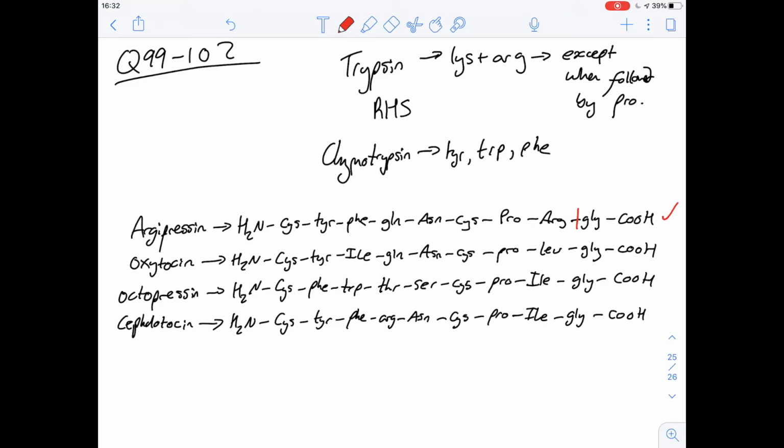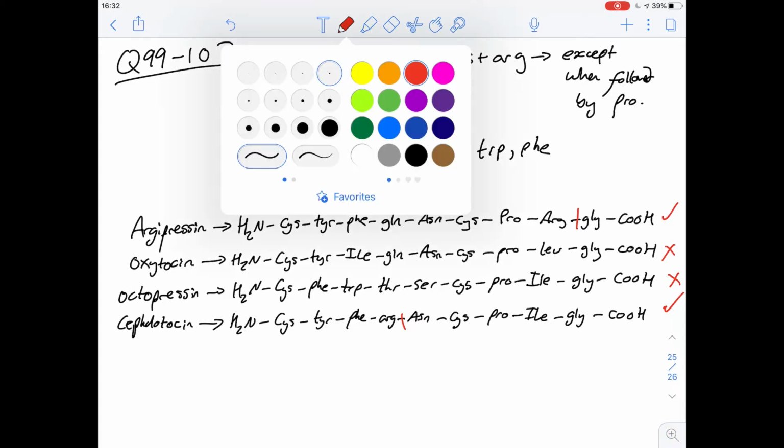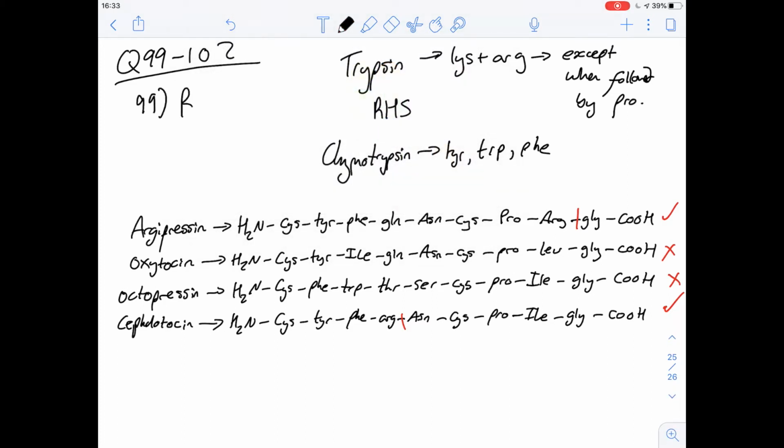on argipressin. Oxytocin then, so we're looking again for a lysine or an arginine that's not followed by a proline. They're not present, so we can rule that one out. What about octapressin? Octapressin doesn't have a lysine or an arginine, so we can rule that one out. And cephalotocin has an arginine here, so it would act on it. So this enzyme trypsin will act on argipressin and cephalotocin, but not oxytocin or octapressin. So that gives us an answer for 99 of B.